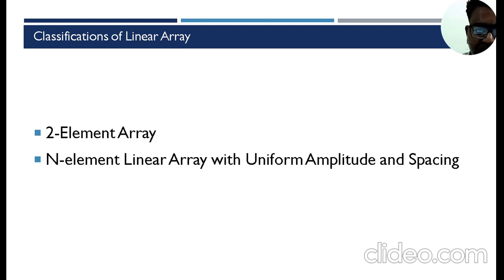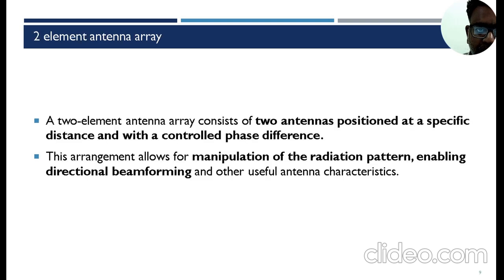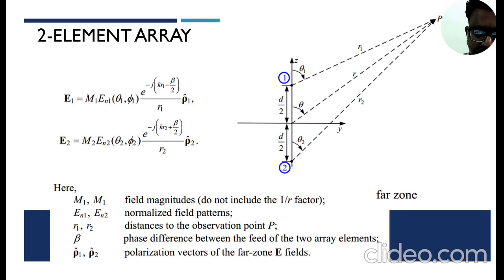A linear array is classified into two types: two element array and n element linear array with uniform amplitude and spacing. A two element antenna array consists of two antennas positioned at a specific distance and with a controlled phase difference. Only two antennas are used, with a specific equal distance between them. This arrangement allows the manipulation of the radiation pattern, and we can provide directional beam forming, which is useful for antenna characteristics.